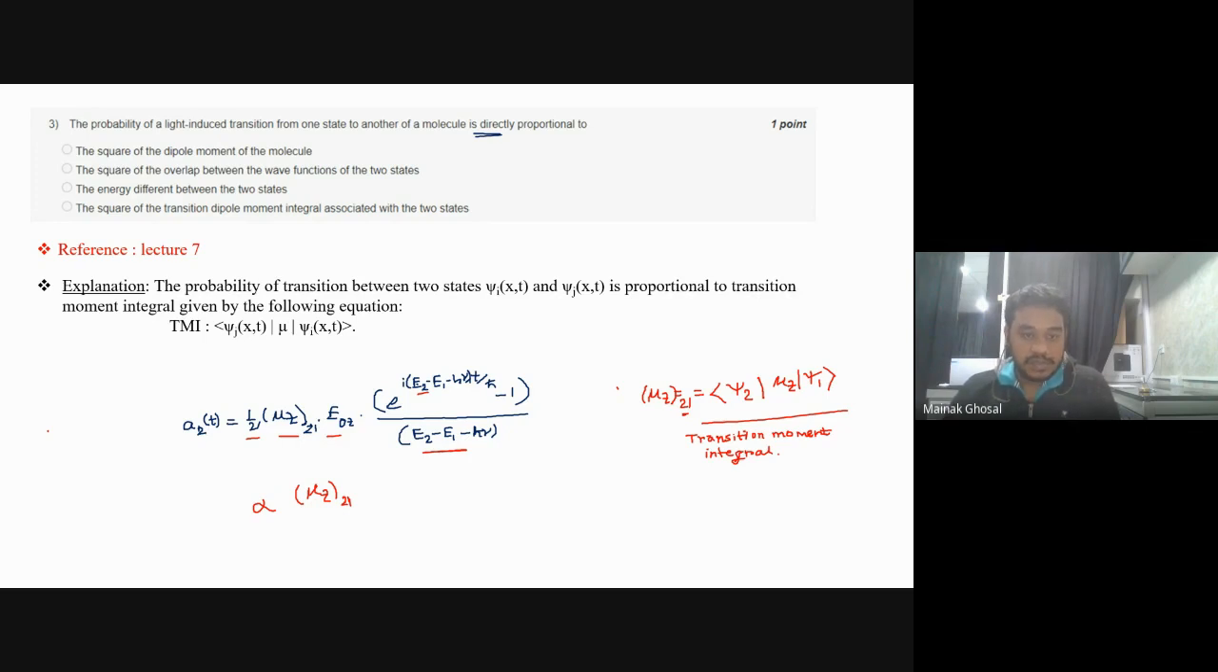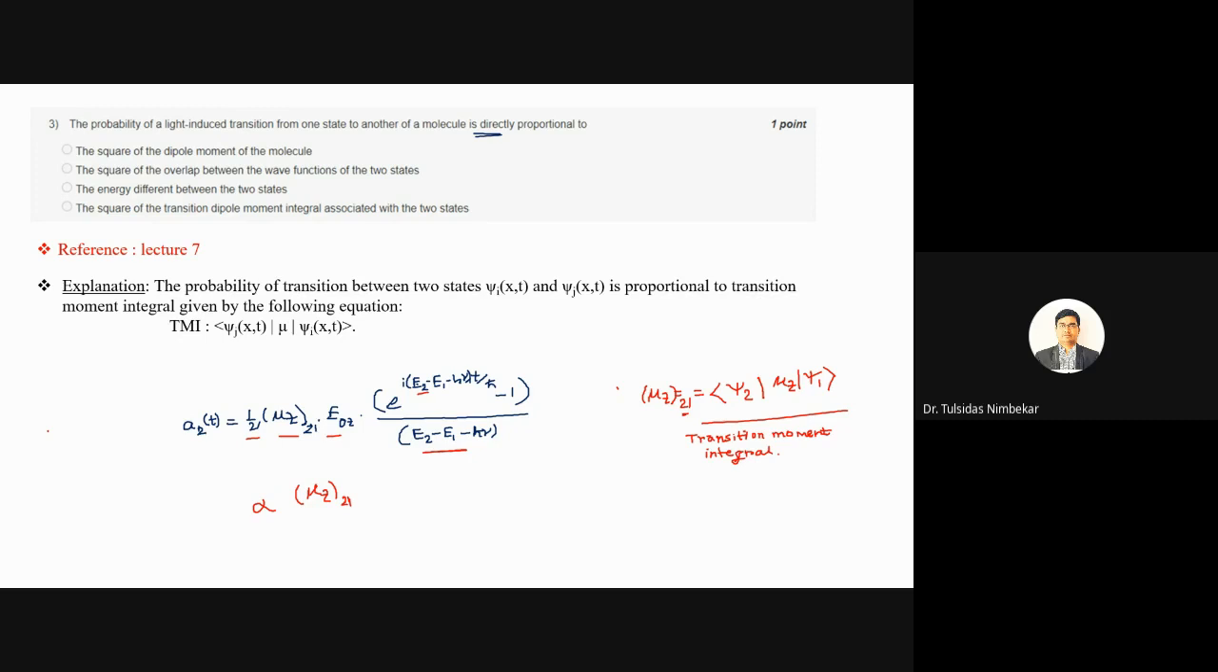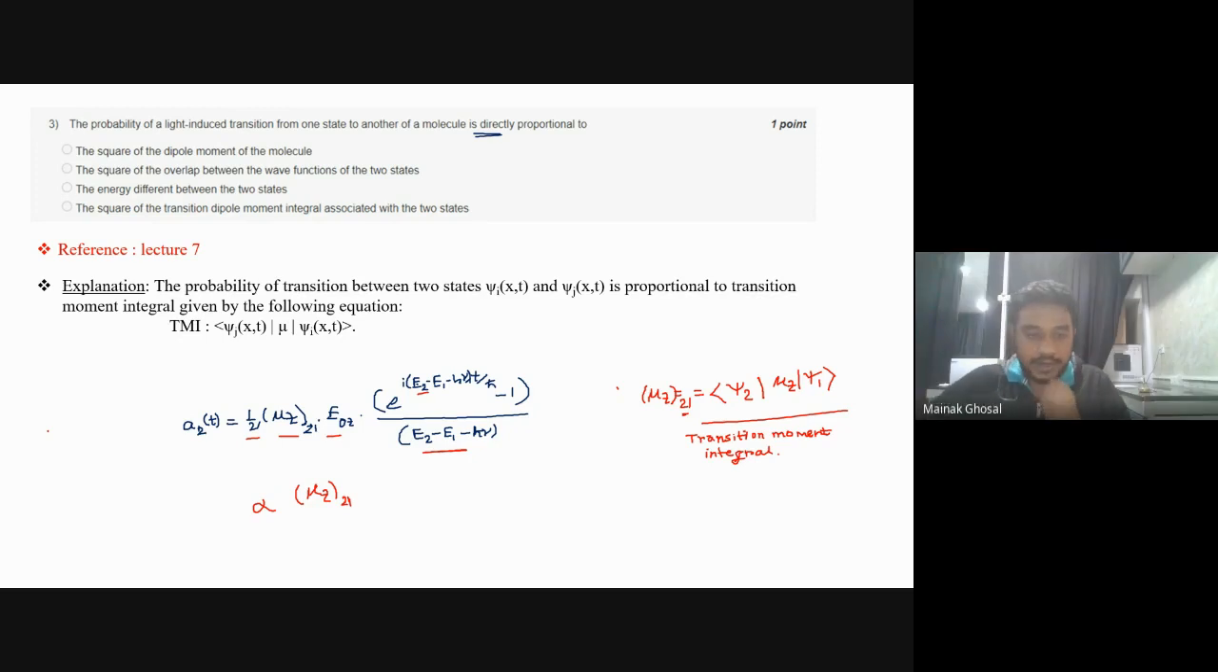Now, when you are just getting this probability, this is actually the population. If you are going to find the probability, for this you need to square it up.